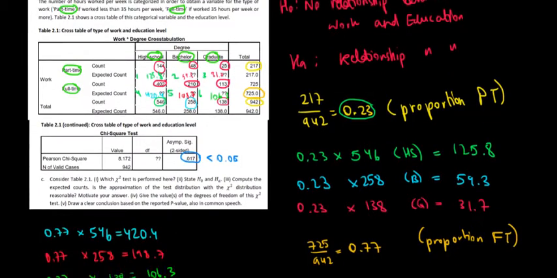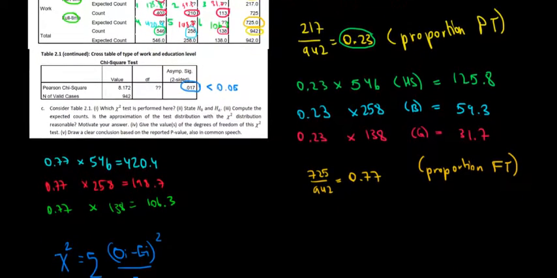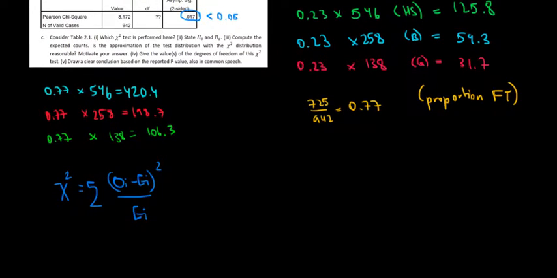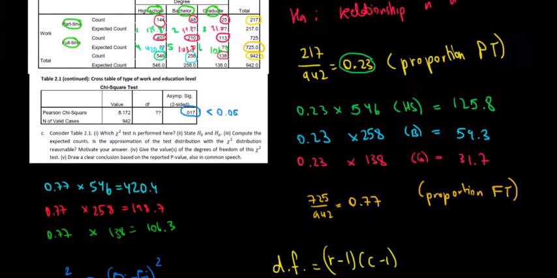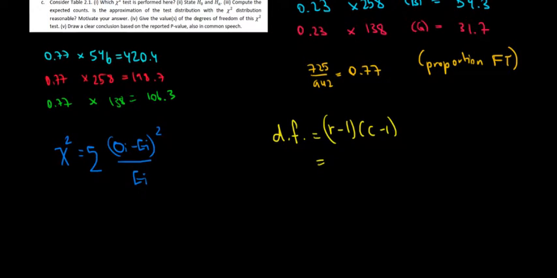One last thing before we finish, the degrees of freedom. That's something that I forgot to do, so let's just do that over here real quick. The degrees of freedom for a chi-square test of independence is the number of rows minus 1 times the number of columns minus 1. How many rows do we have? We have 1, 2 rows, the two types of work, and 1, 2, 3 columns for the types of education. So we have 2 minus 1 times 3 minus 1, which is equal to 1 times 2, and that's 2 degrees of freedom. Hope this makes sense, and we are done.